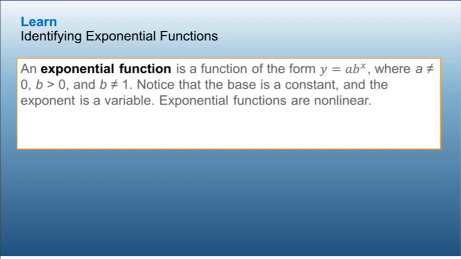One reason why it cannot be 1 is if the base is 1 and you raise it to an exponent, 1 to any power is always going to give you 1. So it can't be 1 because otherwise it doesn't change anything. And it can't be 0 because if you raise 0 to anything, it's just going to be 0. And there wouldn't be an increase or a decrease on that one. Notice that the base is a constant and the exponent is a variable.